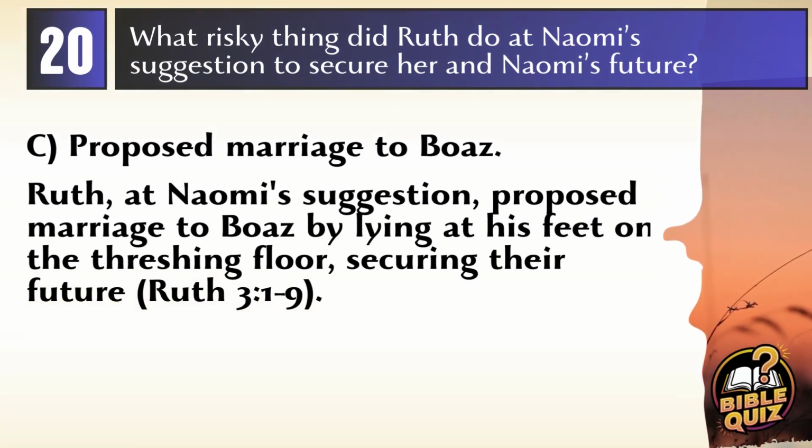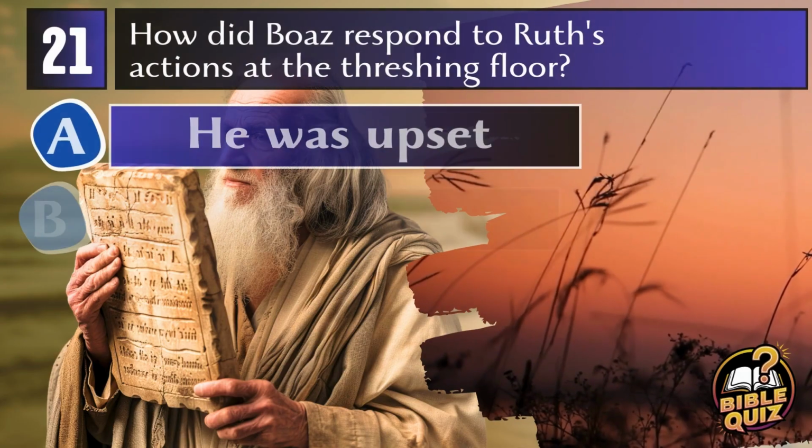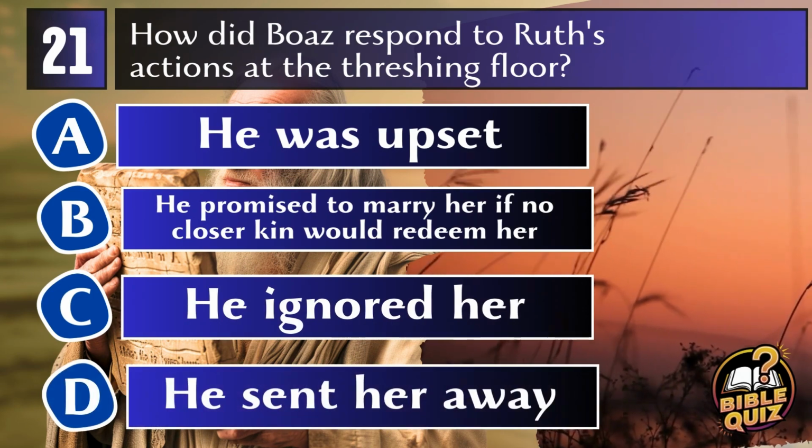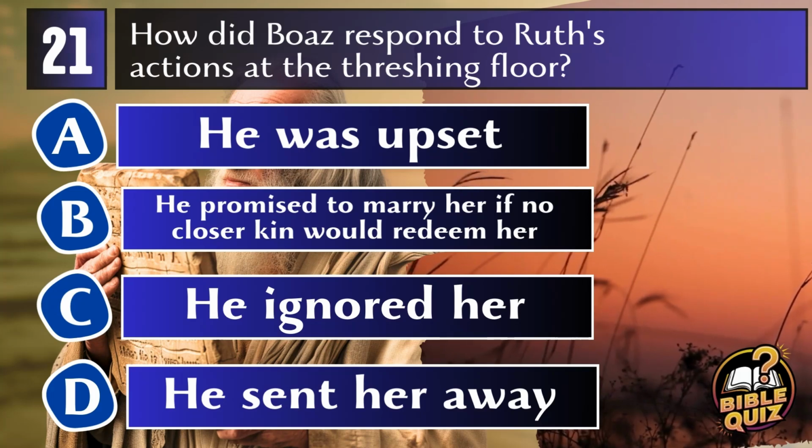Answer: C. Proposed marriage to Boaz. At Naomi's suggestion, Ruth took the risky step of proposing marriage to Boaz by lying down at his feet on the threshing floor, a move that ultimately secured her and Naomi's future. Ruth 3:19.